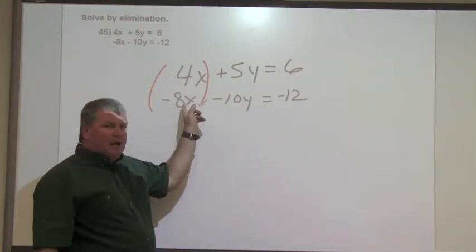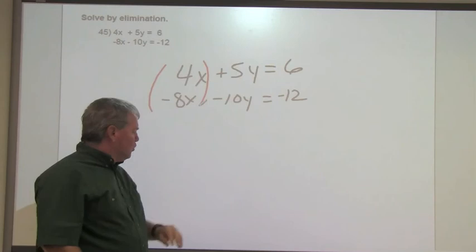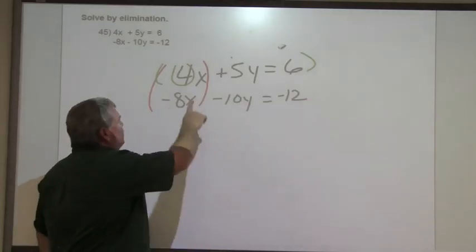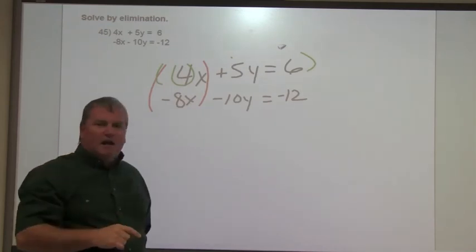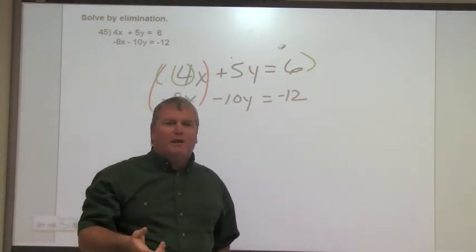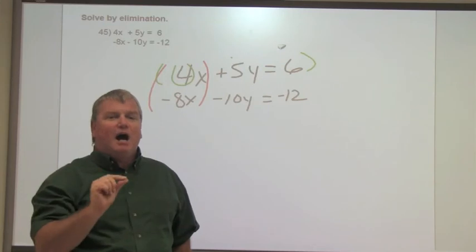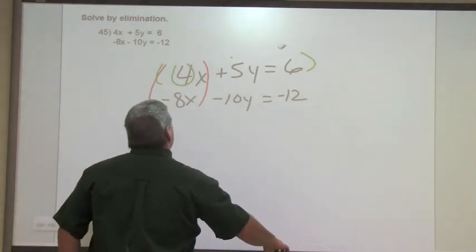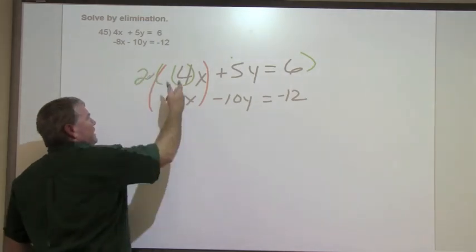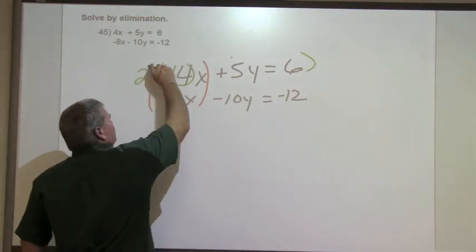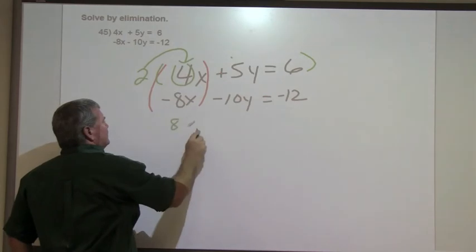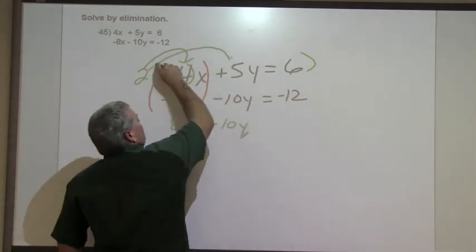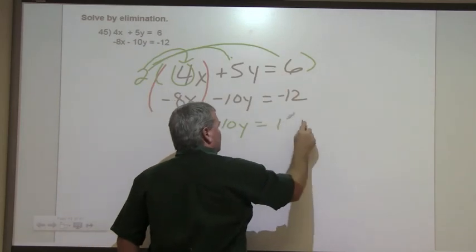Well, this is a negative 8, this is a positive 4. So what do I need to do to that 4? What am I going to multiply times the 4 to get a negative 8? I would multiply by negative 2, but I don't want a negative 8, do I? I want the opposite. So I want a positive 8. So I'm going to multiply that by a positive 2 to keep that positive. So when I distribute that, I get 8x, 10y positive, and a positive 12.